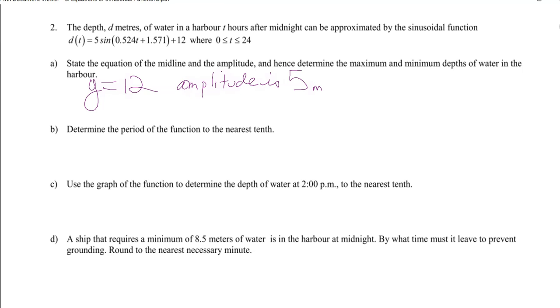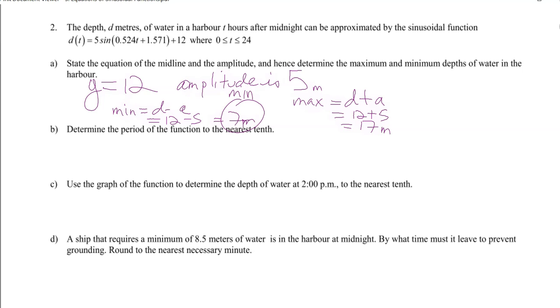Okay, and you do need to show some work. What's the max? Okay, so no meters on there. So the minimum is 7 meters. Right? So from the middle, 12. If this height is 12 meters in the harbor, it's going to drop 5. It'll go to 7. From the middle, 12, it's going to go up 5. It'll go up to 17.